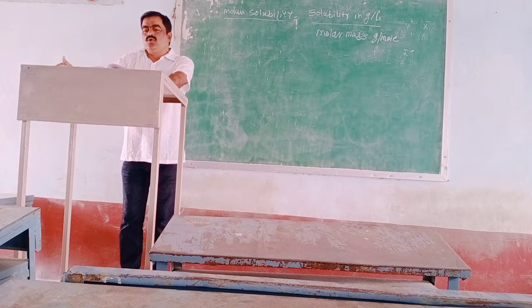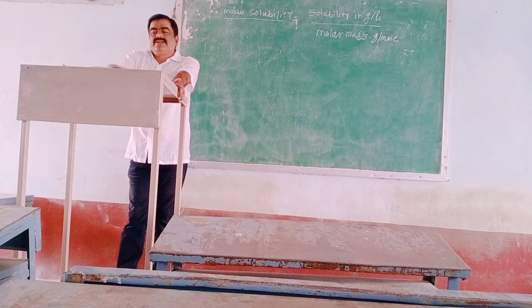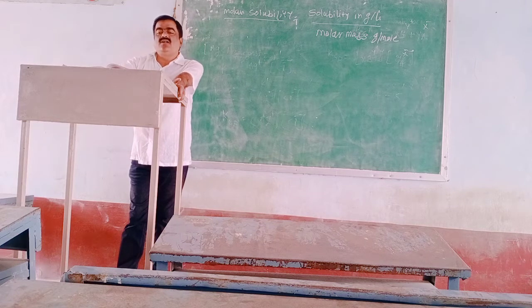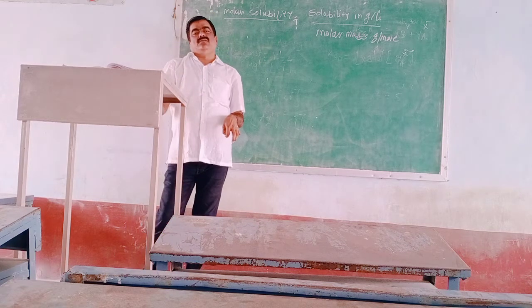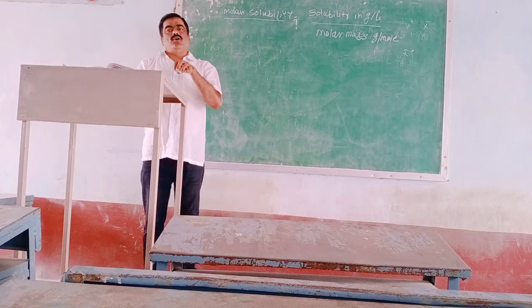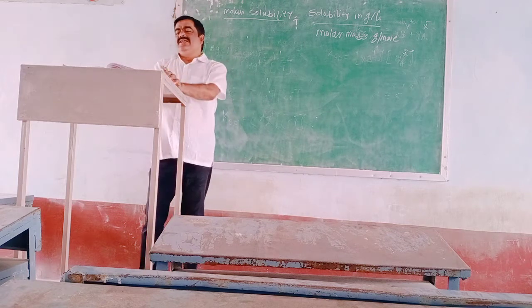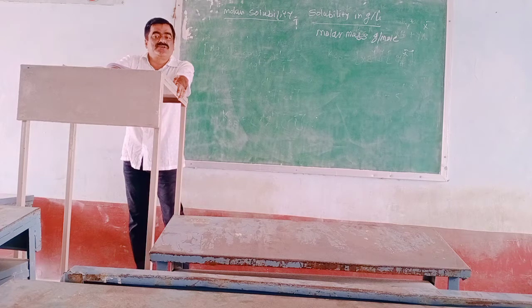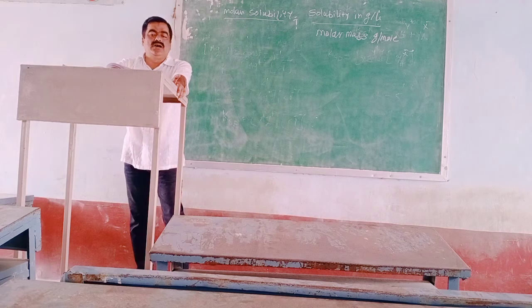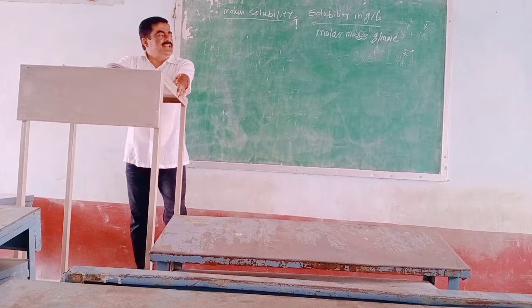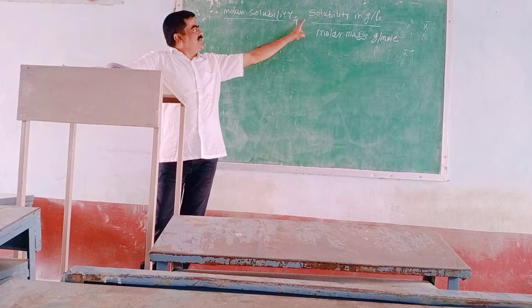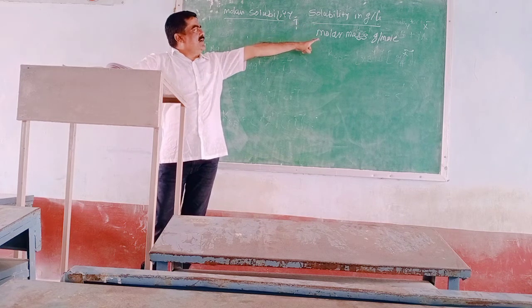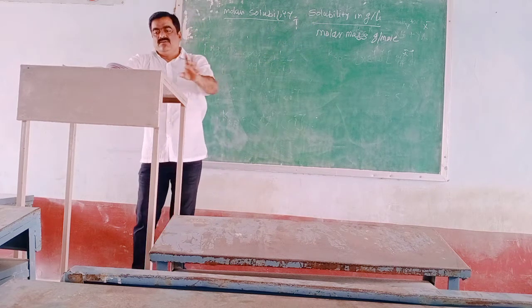Molar solubility means the number of moles of the compound that dissolve to give 1 liter of saturated solution. That is called the molar solubility. And this molar solubility is given by: molar solubility is equal to solubility in gram per liter divided by molar mass in gram per mole.